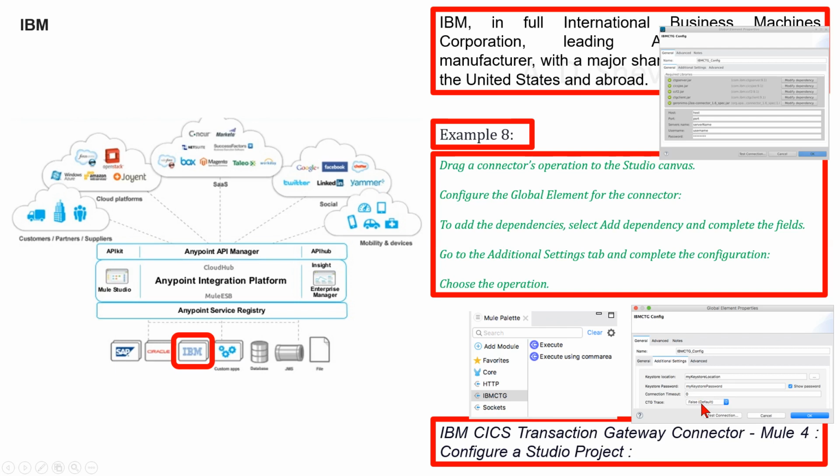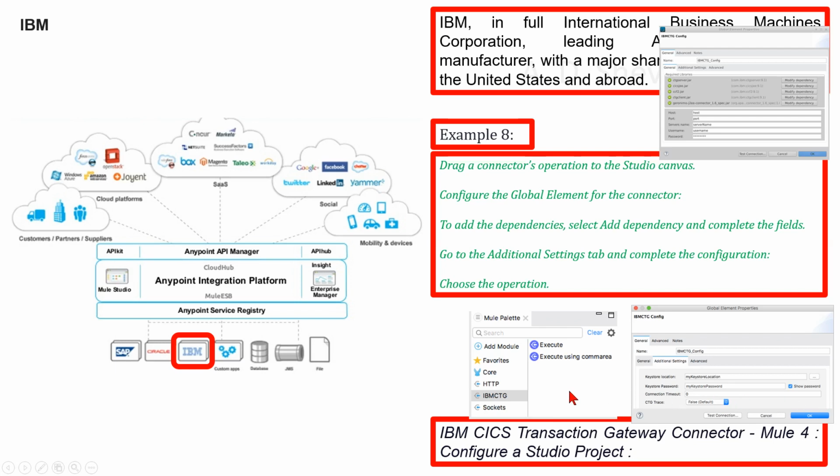CTG trace, if set to true, enables all debug level CTG tracing. Default value is false. Response timeout is overridden by the ECI timeout parameter if configured on the server side.